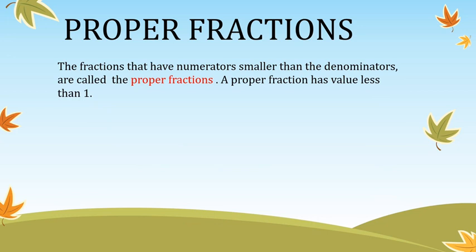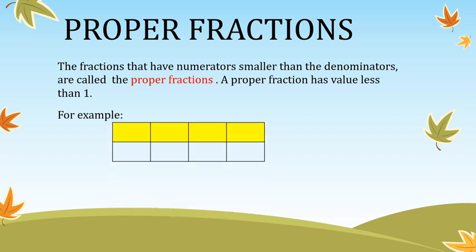The fractions that have numerators smaller than the denominators are called proper fractions. A proper fraction has value less than 1. For example, this figure here is divided into 8 equal parts. And how many parts are shaded? 4. 4 parts are shaded.